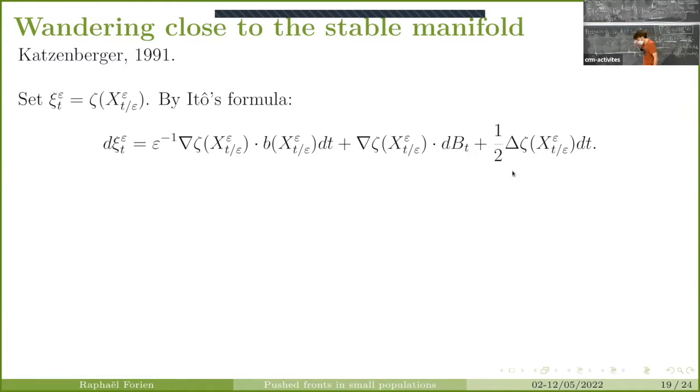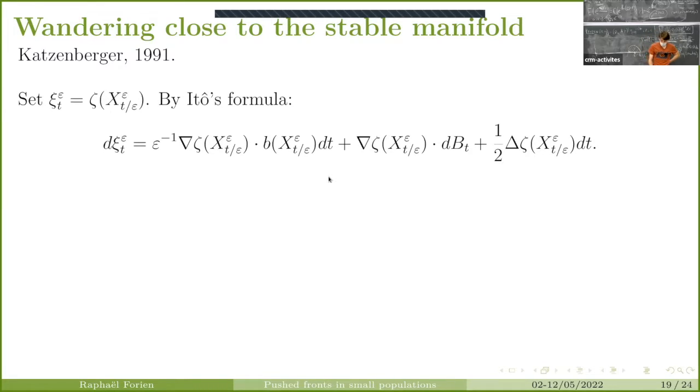And a nice trick to study how it moves along this manifold is to use this asymptotic coordinate zeta that we had in the previous slide to project the equation on the manifold. So if you define psi epsilon to be this zeta of x epsilon at time t over epsilon, well, you can apply Ito's formula to say what psi epsilon does.